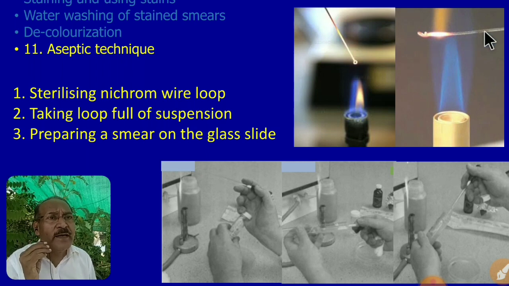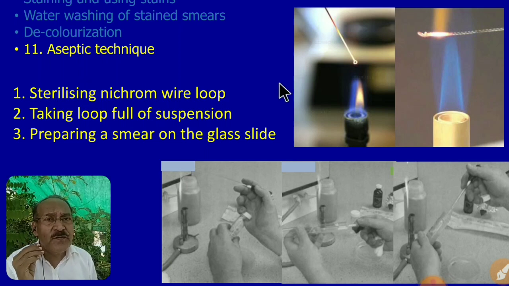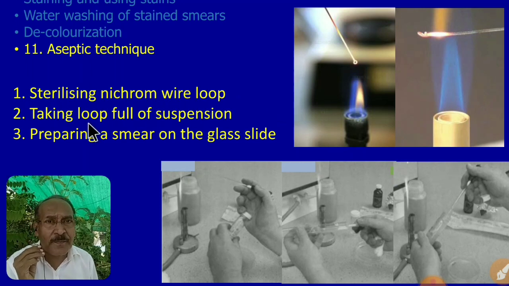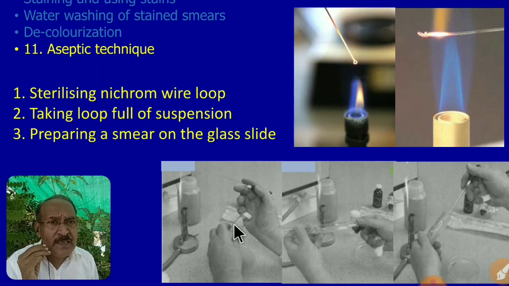Or if you are holding it horizontal, then slowly you have to push this loop ahead, sequentially, so that the total length of the wire gets hot. This is the way we can sterilize the nichrome wire loop, and then you have to wait till it gets cooled enough. Then taking a loopful of suspension. Now when you have to take a loopful of suspension, this is a tube in which you have the bacterial suspension available, and these tubes have a cotton plug at the tip.